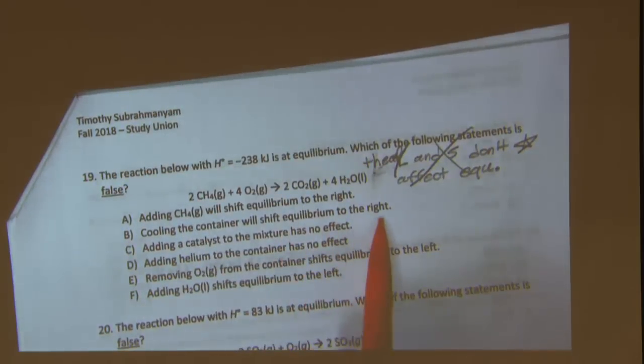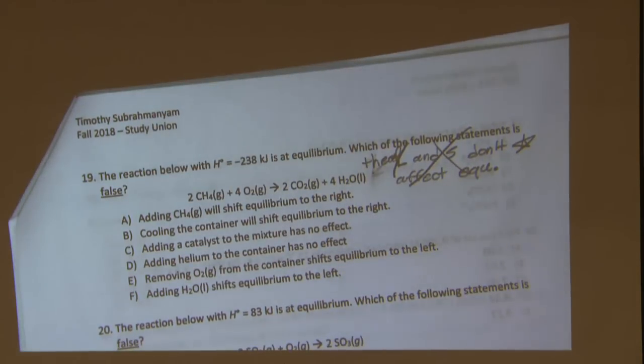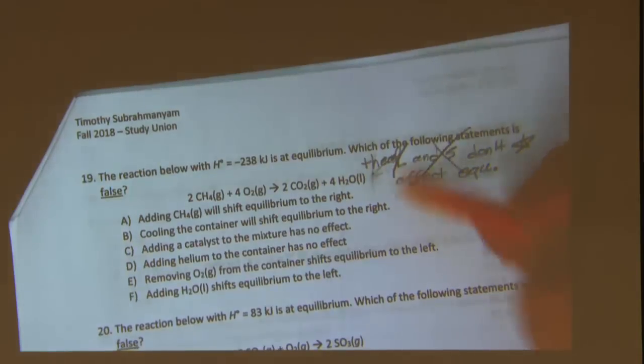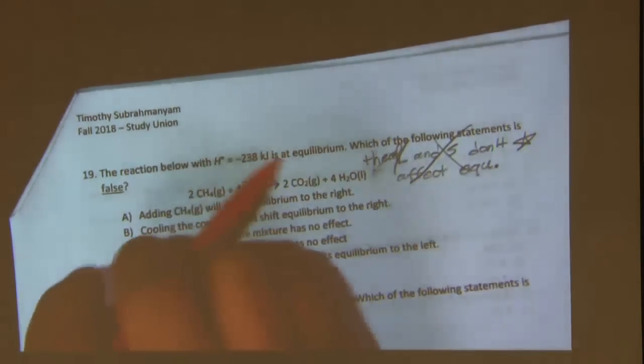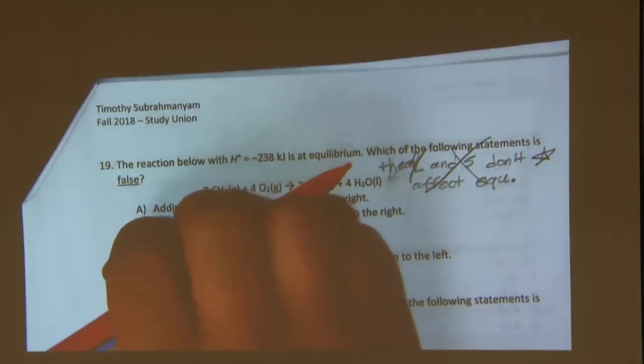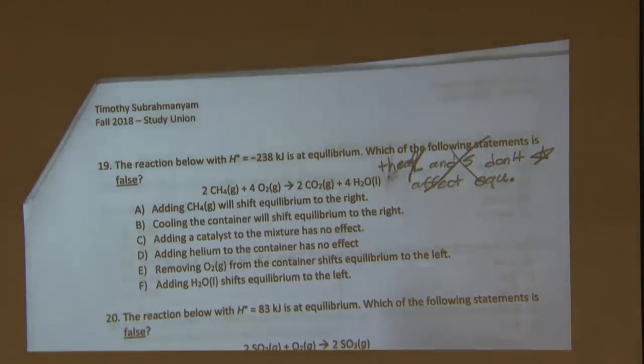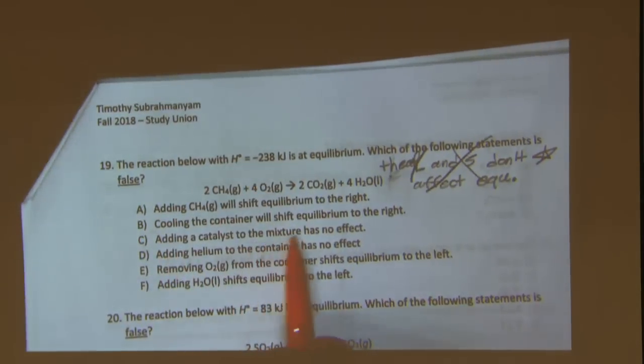Okay, here: cooling the container will shift equilibrium to the right. So think about this. If I'm cooling the container, am I adding heat or taking away heat? I'm removing heat, that's right. So I'm taking away a product, which will shift equilibrium toward the products. Okay, so that's true.